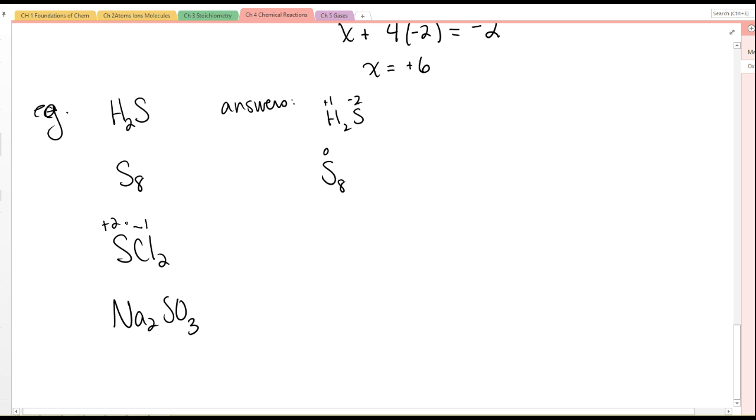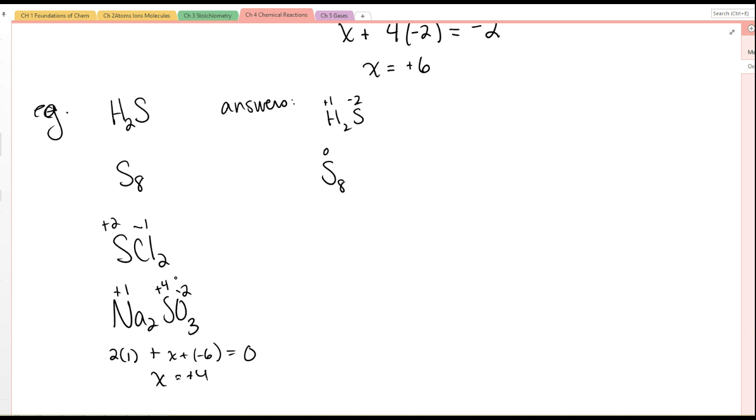And in sodium sulfite, we know that sodium is always going to be a +1. There are 2 of those, so 2 times 1, plus x, plus 3 oxygens, each a -2, which is -6, is going to equal 0. So x in this case has to be equal to +4. So the sulfur's oxidation state in that is +4. And that all adds up to 0. So that's an example that you can work your way through.